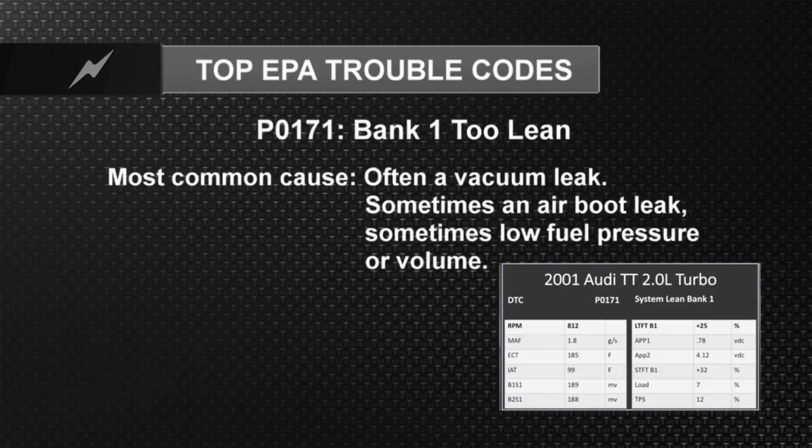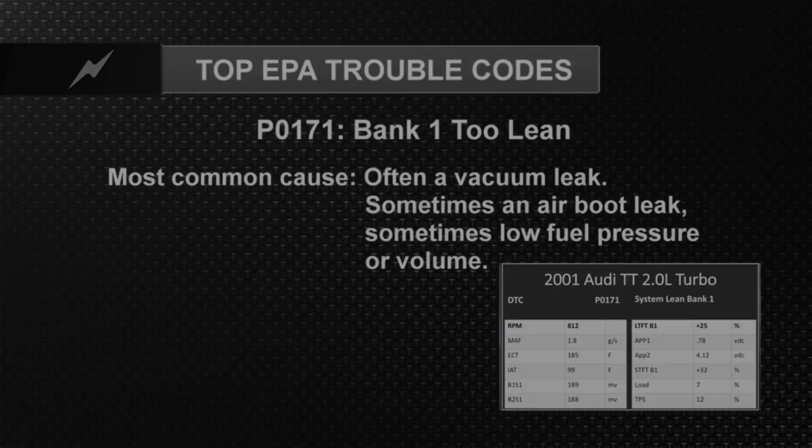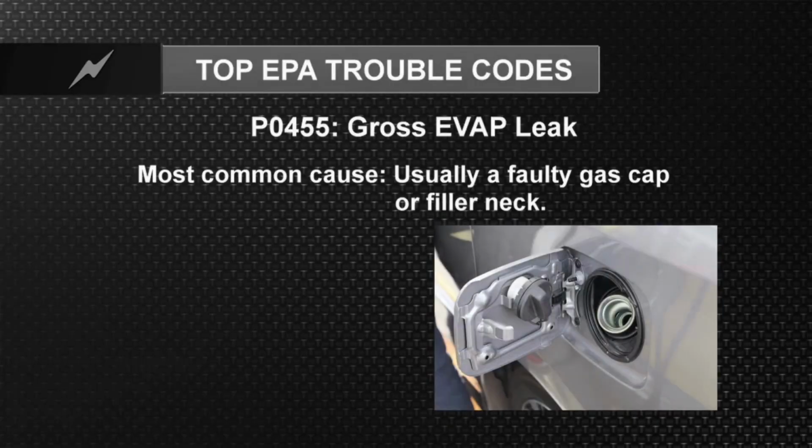P0435, gross evap leak, commonly caused by a faulty gas cap or a corroded filler neck, common in rust belt areas. Start by checking the code setting strategy, Mode 6 Diagnostics, on your scan tool. A gross leak means a significant opening, like an open gas cap or disconnected hose, not a small seal leak. Use common sense. A smoke machine should show an obvious leak or can be used to check for a stuck-open purge solenoid.